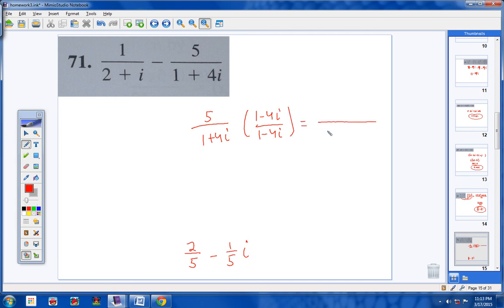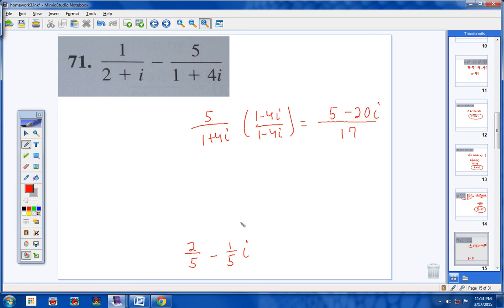1 times 1 is 1. 4 times 4 would be a negative 16i squared. i squared is a negative 1. Negative 16 times a negative 1 is a positive 16, which would then give us a 17. For the numerator, 5 times 1 is 5. 5 times negative 4 is negative 20i.